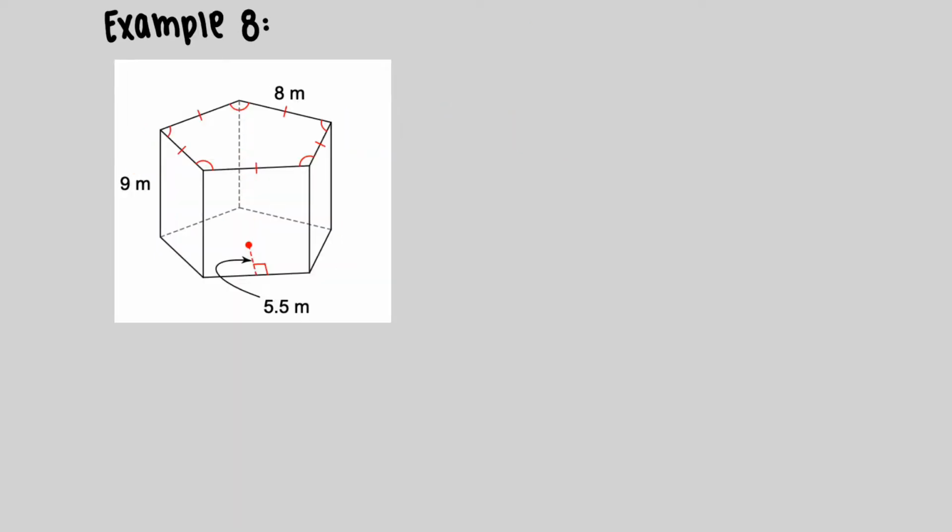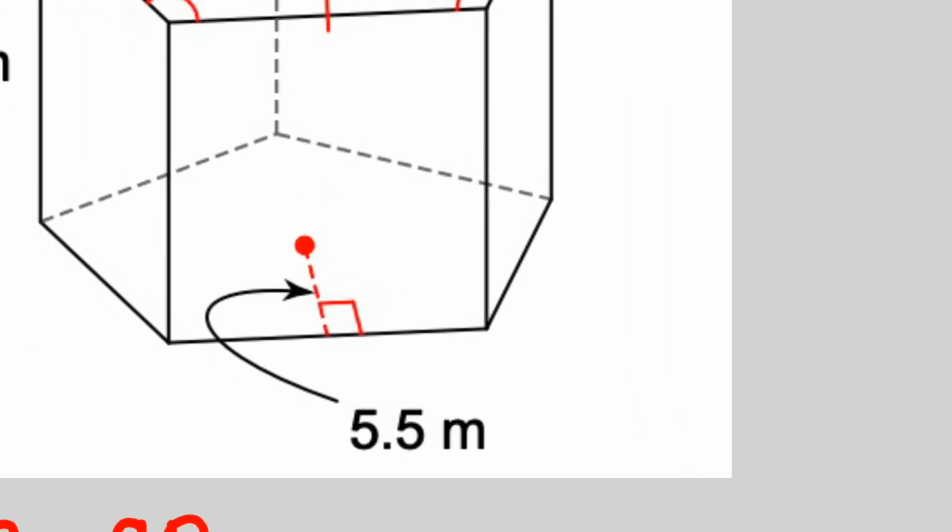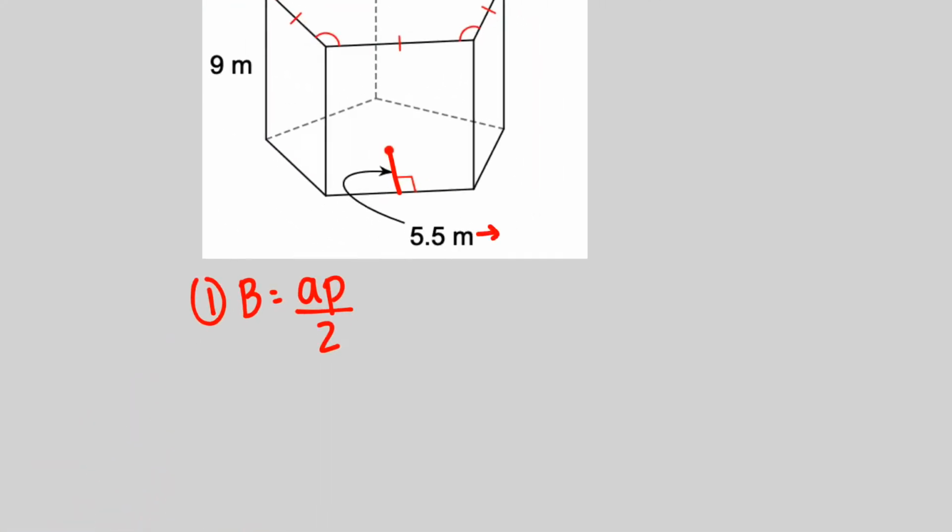I somehow managed to skip example 8, so we're going to go back and do that just so you can get that practice. Remember, your volume is equal to the area of the base times the height. This is just like example 9 because if you look, it is a pentagon. So first, your area of the base, we take the apothem times the perimeter divided by 2. So when I look at this bottom base, it actually gives me the apothem already, and I know that is 5.5.